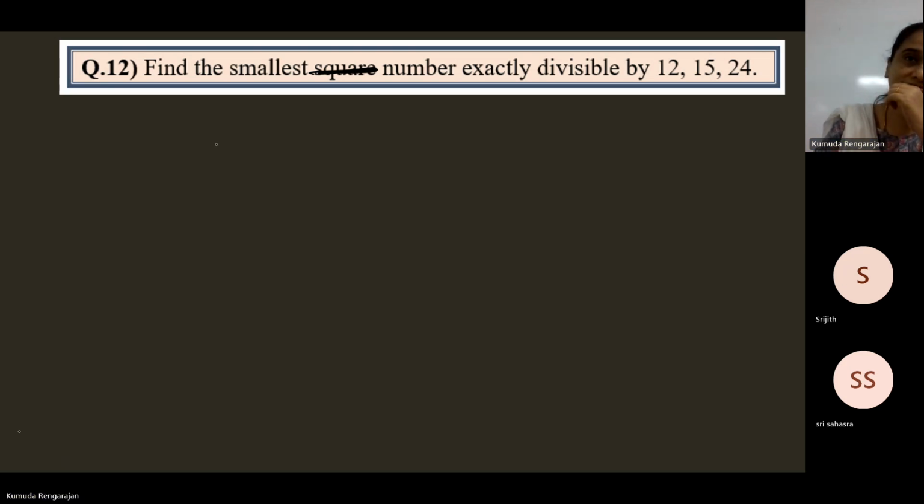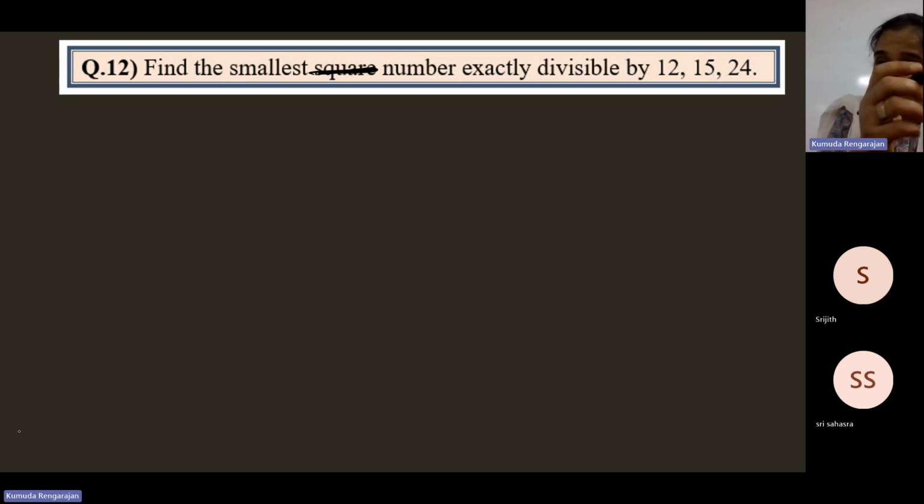LCM. If the question is find the smallest number exactly divisible by 12, 15, and 24, then the answer is the LCM of these three numbers. But here the question is find the smallest square number. So it is not enough if you find the LCM. That number should be a perfect square also.